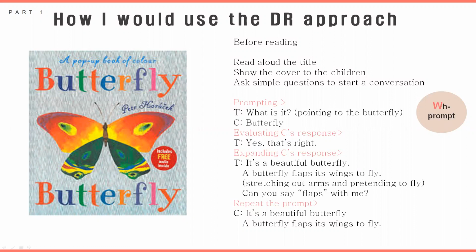And in prompting, before reading, I would use a WH prompt. What is it? Pointing to the butterfly. Children might answer butterfly, and I evaluate their response. Yes, that's right. You're correct. And then I'm going to expand their response. It's a beautiful butterfly. A butterfly flaps its wings to fly, stretching out arms and pretending to fly like a butterfly. Can you say flaps with me? Flaps. And repeat the prompt. It's a beautiful butterfly. A butterfly flaps its wings to fly.